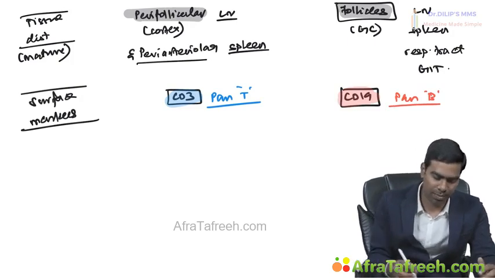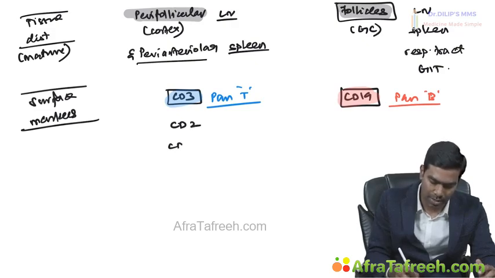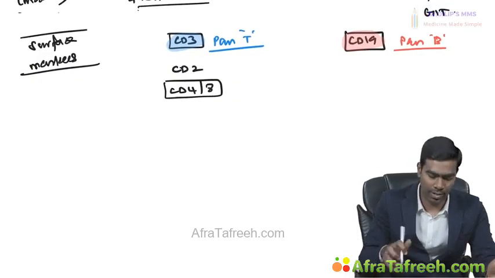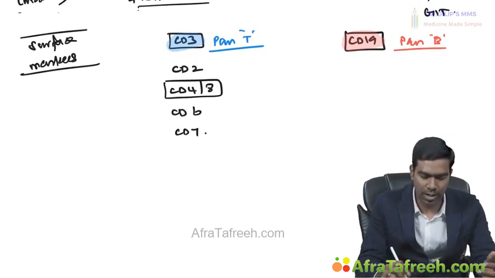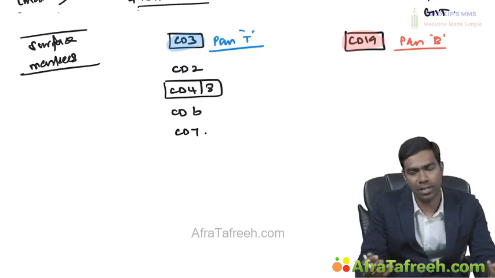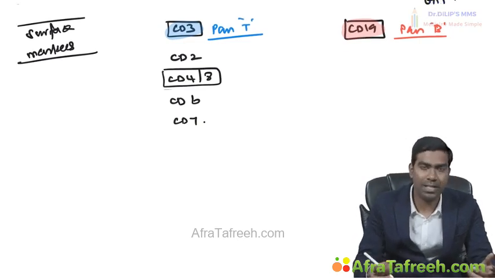CD3 and CD19. If you ask me what are the other T cell markers, they include CD2, CD4 and CD8. Remember, a T cell may have CD4 or CD8, but never both. They may have neither, that is also possible, but they cannot have both CD4 and CD8. That is impossible. So CD4 or CD8 is the commonest scenario. And CD6 and CD7 are generally considered T cell lineage markers. And what are the other B cell lineage markers?